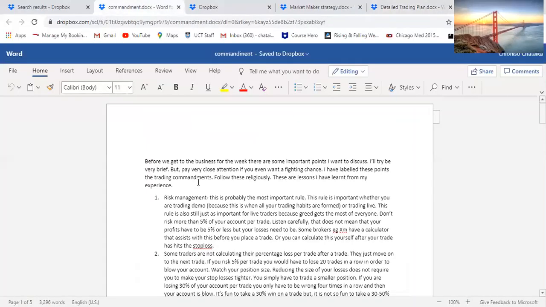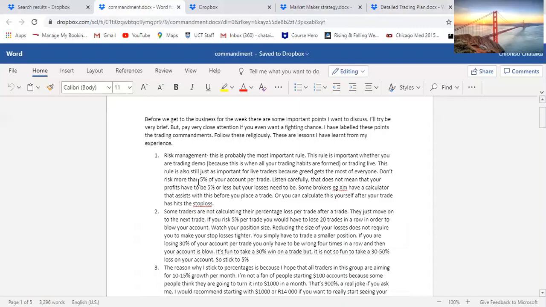When you trade, you have to have discipline, and you have to have someone that holds you accountable. And unfortunately, you have to be the one who holds you accountable. No one's going to hold you accountable. The broker's not going to stop you from putting your entire account in one trade. They're not going to stop you, believe me. So, for example, risk management, this is the most important rule. That's my most important commandment.